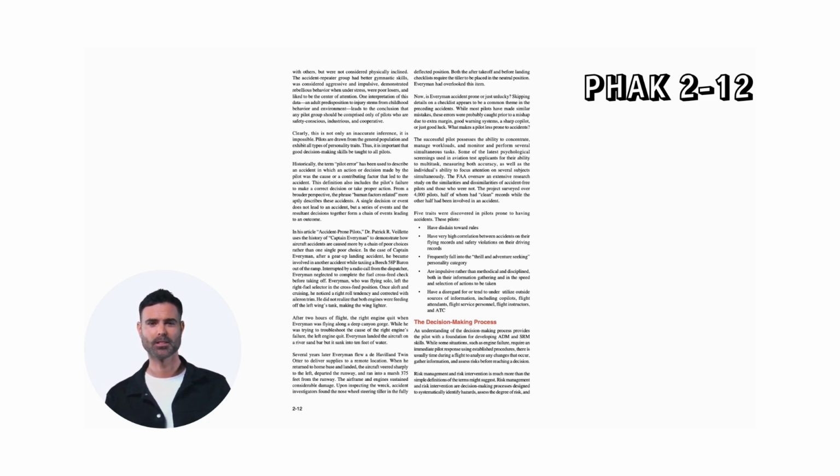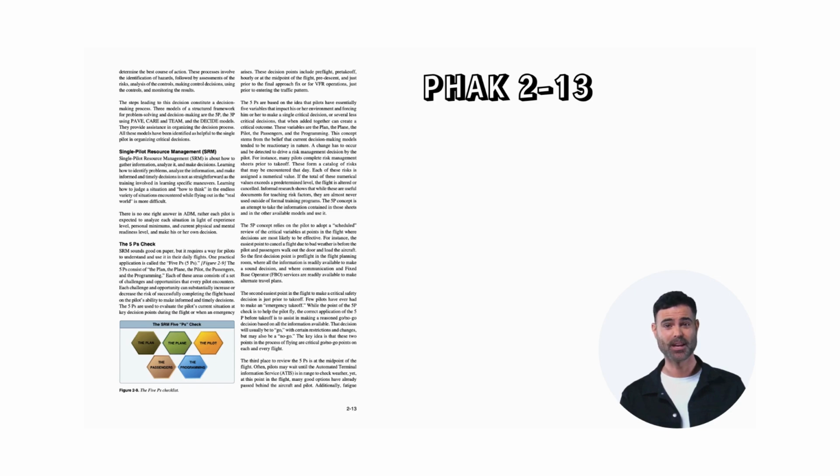Risk management and risk intervention is much more than the simple definitions of the terms might suggest. Risk management and risk intervention are decision-making processes designed to systematically identify hazards, assess the degree of risk, and determine the best course of action. These processes involve the identification of hazards, followed by assessments of the risks, analysis of the controls, making control decisions, using the controls, and monitoring the results. The steps leading to this decision constitute a decision-making process.